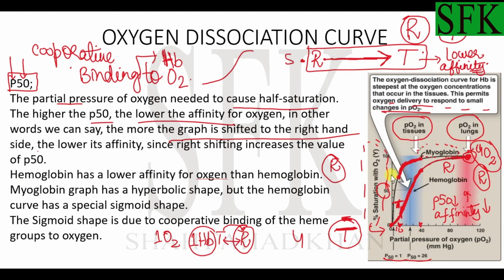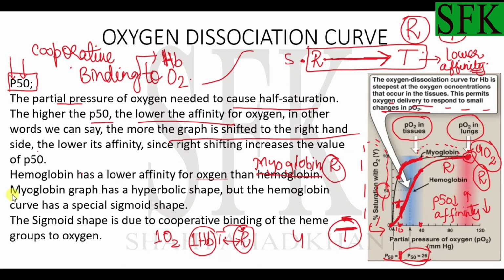Hemoglobin has a lower affinity for oxygen. That's why hemoglobin is to the right of the myoglobin. It has a lower affinity, so hemoglobin also has a higher P50 than the myoglobin. Hemoglobin has a P50 of 26, whereas myoglobin has a P50 of just 1. So that's a big difference between the P50s of myoglobin and hemoglobin, and that's why the sigmoid curve of hemoglobin is to the right side of myoglobin. Actually wait, this isn't hemoglobin, it's myoglobin over here. Guys, please correct this part.